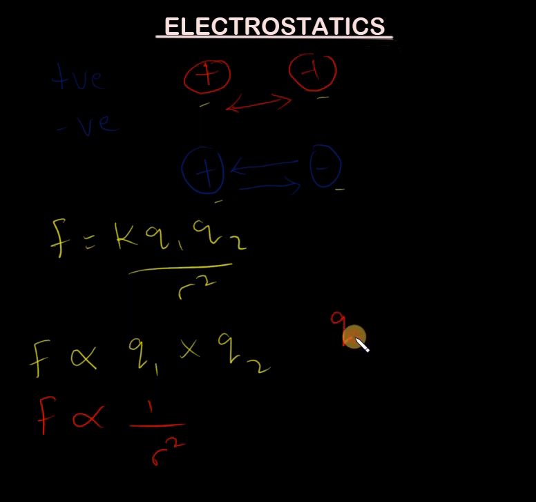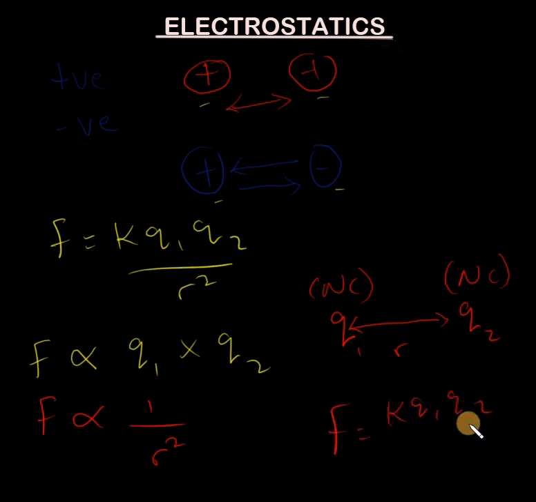Let's assume we have our charge 1 here and our charge 2 here, and the distance between them is this. This distance is known as the radius, and the charges are most times measured in micro coulombs. So I think this explains Coulomb's law. Now, combining these two formulas, our final formula is F equals K Q1 Q2 over R squared, where K is the constant of proportionality.